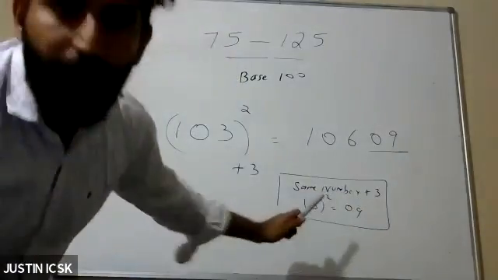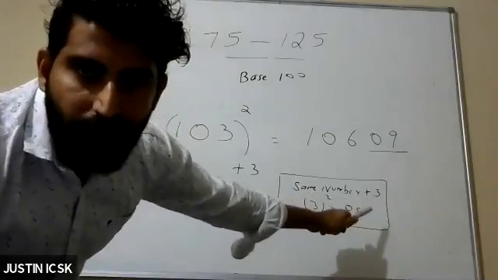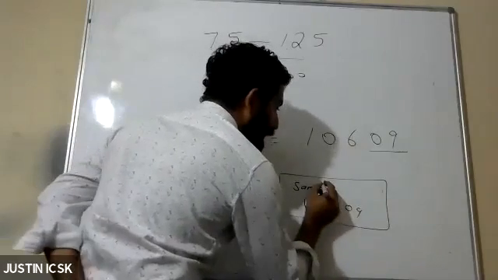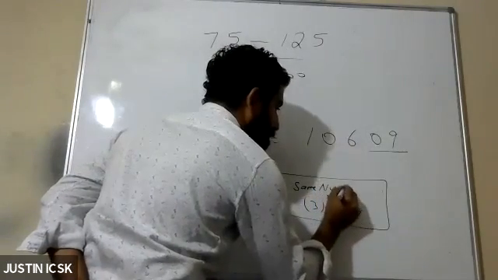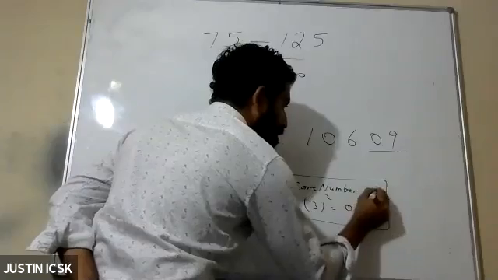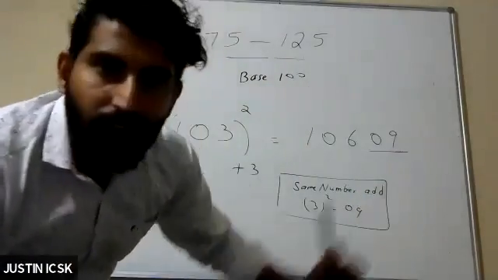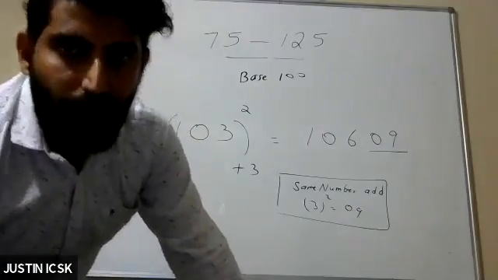Okay. So we have to add the same number. We are adding the same number. Then you are taking the square. Okay.